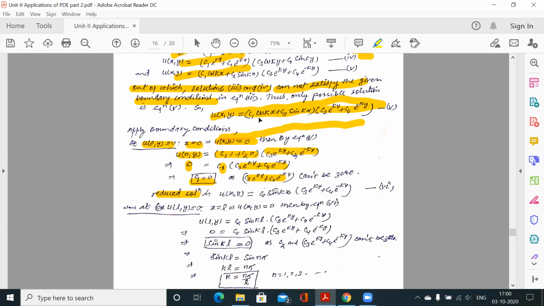So what is the reduced solution? We will discard c1 because c1 is 0. So what is left? c2 into sin kx. c2 sin kx into something is our reduced solution.